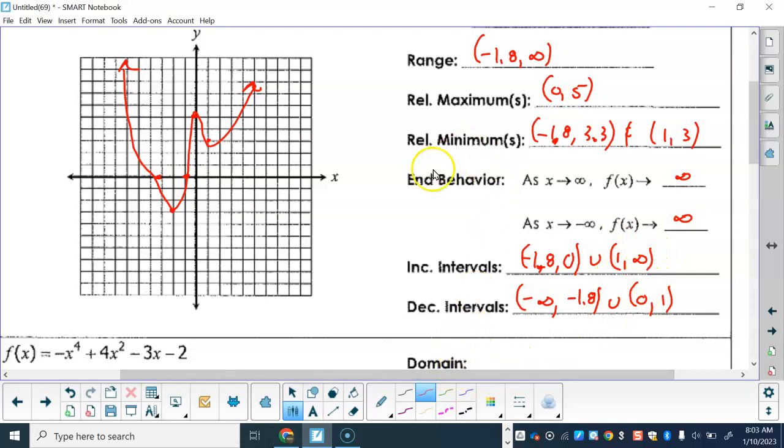All right. So that's how you get all this information and find the sketch of your graph. Try the next 2 on the page and try the practice problems.